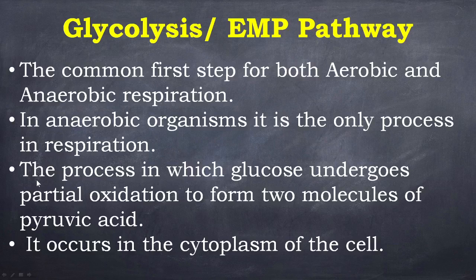The process in which the glucose undergoes partial oxidation to form two molecules of pyruvic acid is called glycolysis. That is the definition of glycolysis. Partial oxidation means the glucose does not break down completely, it is broken down partially to form two molecules of pyruvic acid. Glucose is a 6-carbon compound, and this 6-carbon compound is broken down into two 3-carbon compounds, that is, pyruvic acids.